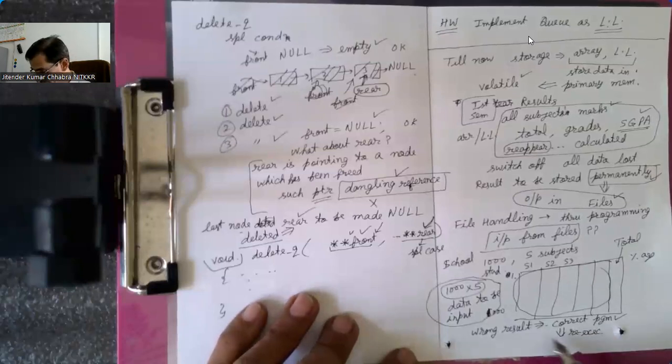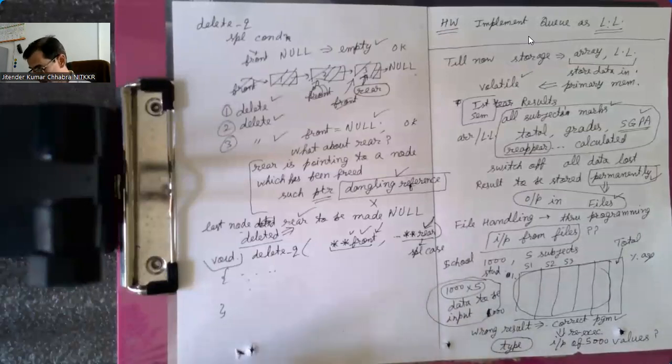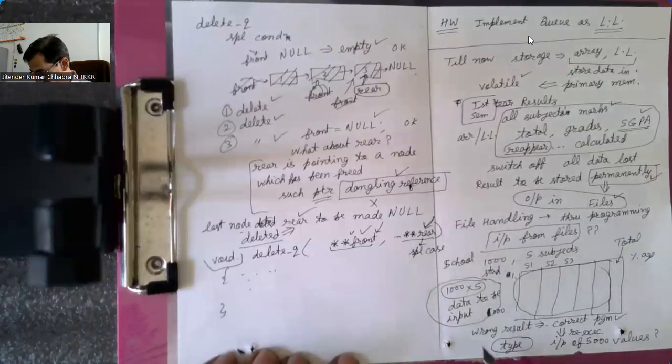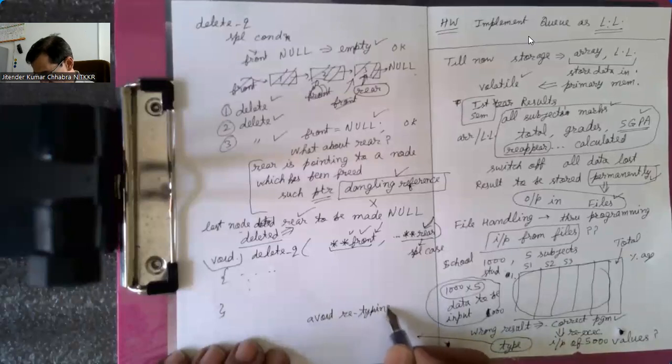Now, when you re-execute, again input of 5,000 students or 5,000 values has to be fed. Again, you have to type. If unfortunately the program became wrong again, obviously you have to do all that again. So retyping every time. I can avoid retyping by storing the data into an input file and then using the input file every time.